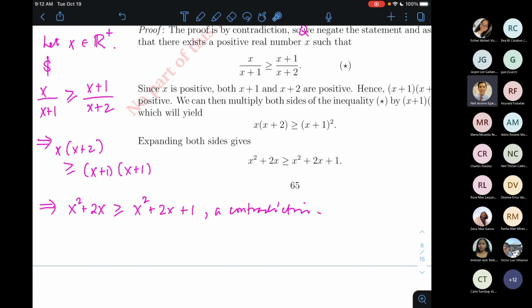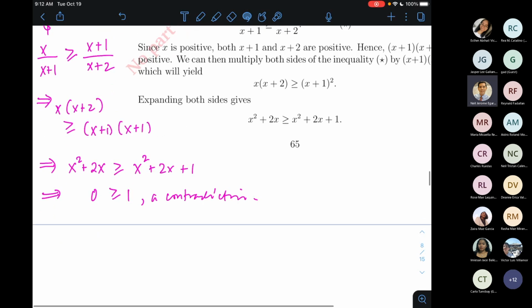Kasi, or probably if that is not yet clear, you can write another step here and say, oh, I can subtract x squared plus 2x from both sides, and we'll get 0 greater than or equal to 1, which is clearly absurd, right? Hindi pwedeng totoo yan. So, therefore, or another symbol that you can use, instead of writing a contradiction, you can use a lightning symbol. Isa siyang blitzkrieg, or para siyang Harry Potter lightning symbol. So if you see an arrow like this, it means there's a contradiction.